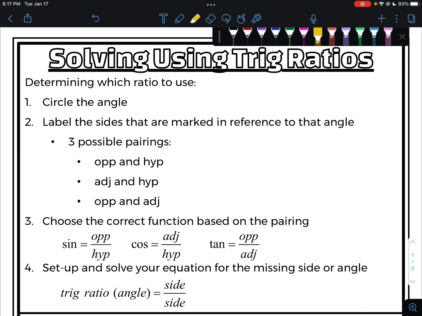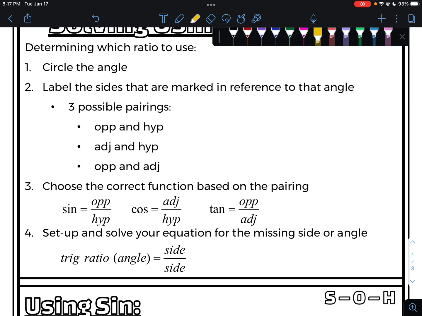So we're going to either have the opposite side and the hypotenuse, the adjacent side and the hypotenuse, or the opposite side and the adjacent. Then we are going to choose the correct trig function to use based on that pairing. So either sine, cosine, or tangent, and the ratios are there for your reference if you forgot. And then we're going to set up and solve our equation for the missing side or angle, setting it up with the trig ratio and then the angle equal to the ratio that we have.